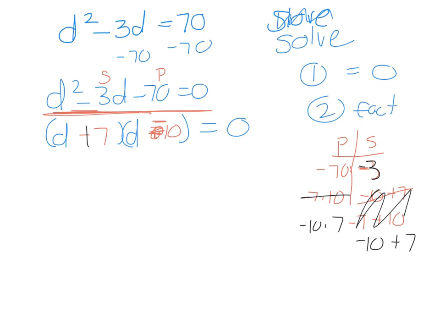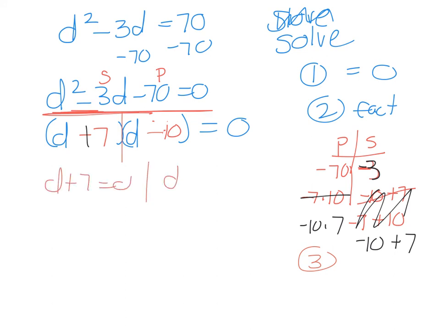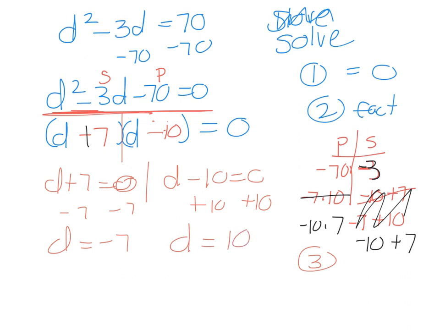D plus 7 and D minus 10 equals 0. Fix that. And now I am at step 3, where I'm setting each part equal to 0. So I have D plus 7 equals 0, D minus 10 equals 0, subtract 7, add 10. These are my two answers. Put them into braces. And that's it.